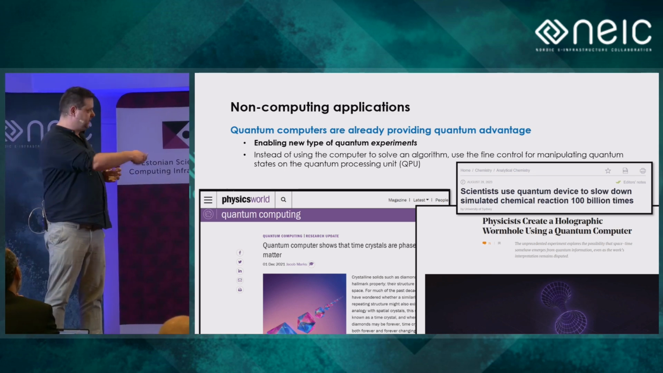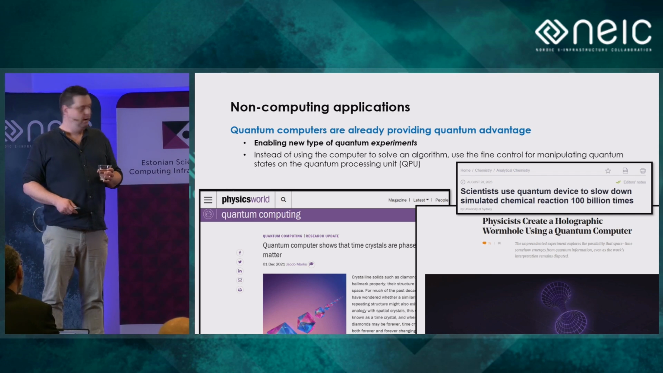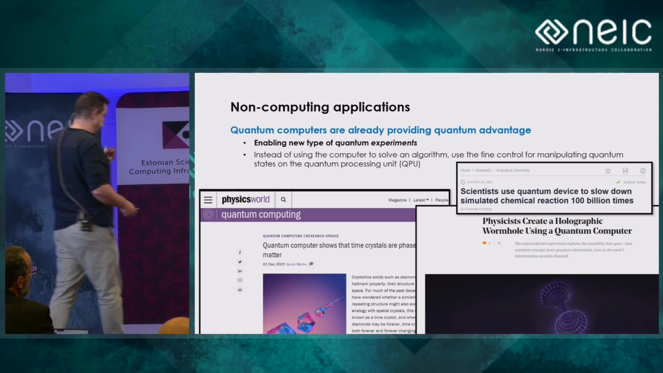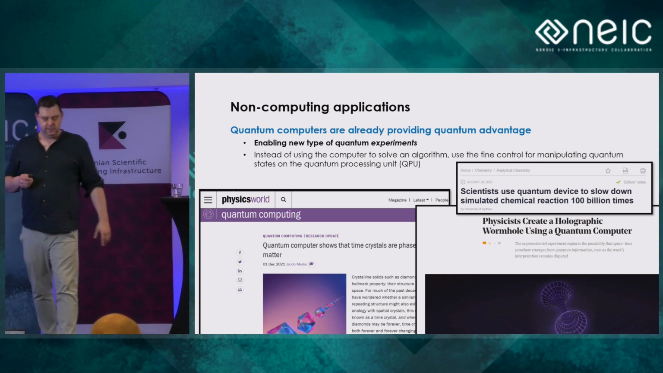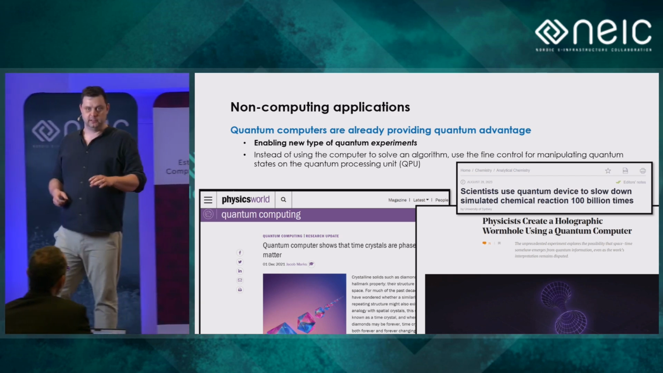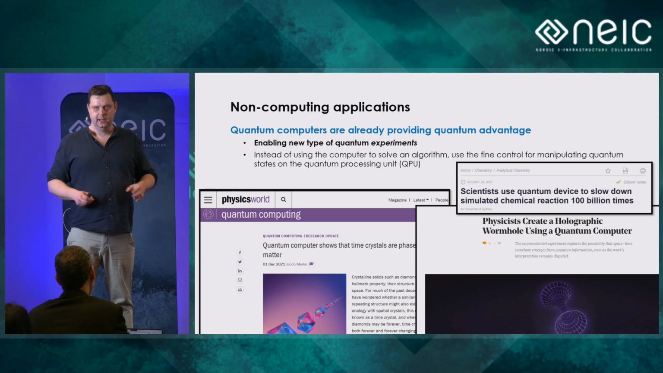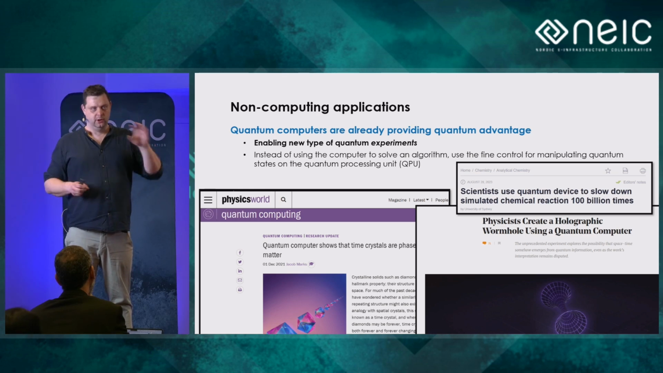Because, of course, you can simulate time crystals or wormholes or black holes on an HPC system. But what you're doing then is just solving mathematical equations. When you run something on your laptop or HPC system, you're not creating new phases of matter. You're not creating black holes. You're not creating actual wormholes.